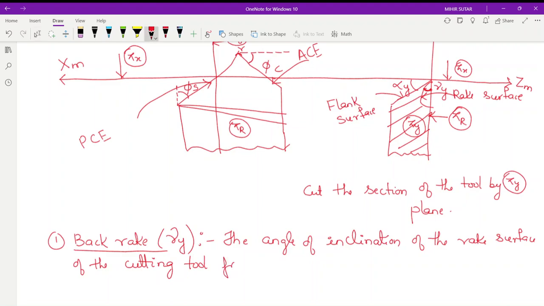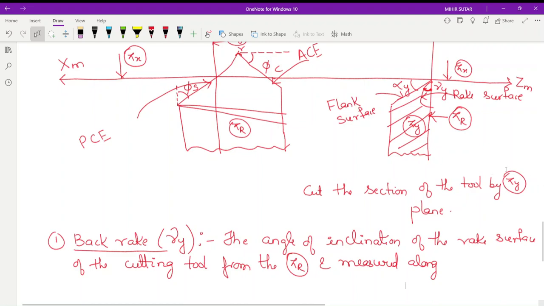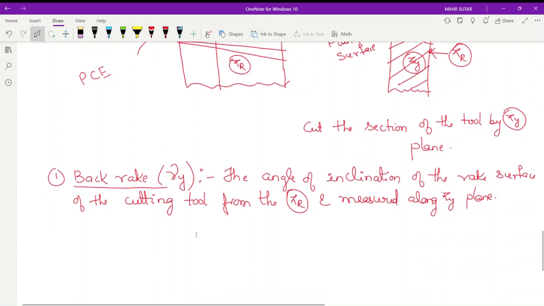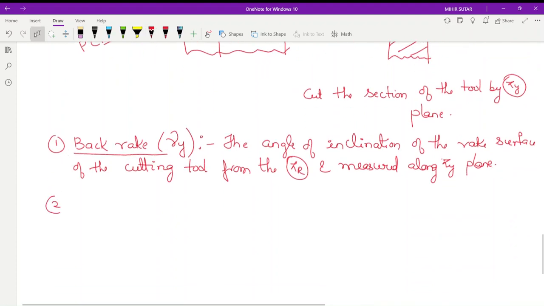What is the reference plane? You can see that the reference plane is here. It is your pi r. This is the reference plane. The angle is measured from the reference plane pi r, and measured along which plane? We have cut this section of the tool along the pi y plane, and it is measured along the pi y plane. Unless and until we cut it by the pi y plane, we cannot get the back rake, isn't it? So that's why it is measured along the pi y plane.